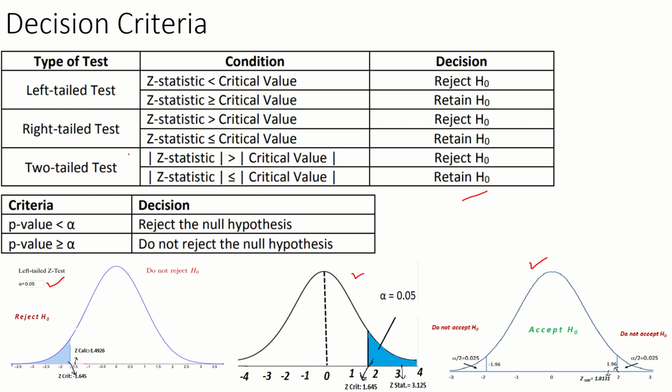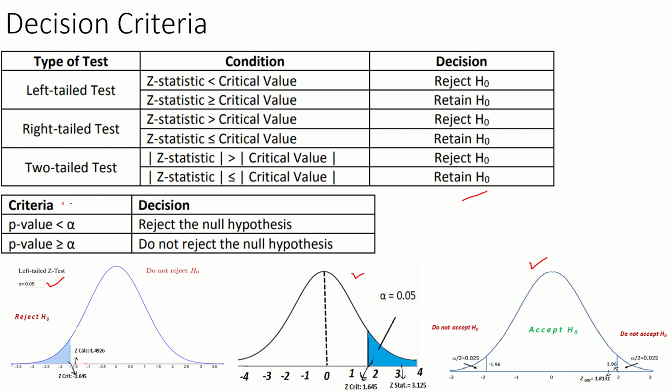In case of right tail test, if Z statistics is greater than the critical value, we have to reject H0. Once again, if Z statistics is less than or equal to the critical value, we have to retain H0. In case of two tail test, rejection will take place at both sides, with alpha divided by 2 as the level of significance. If Z statistics is greater than the critical value, we reject H0, and if it is less than or equal to the critical value, we retain H0.